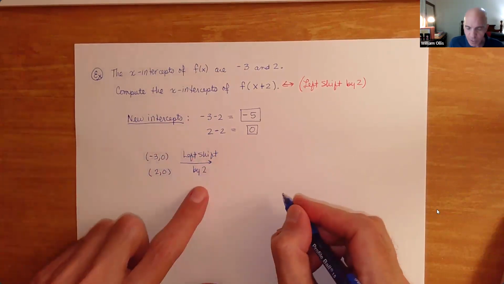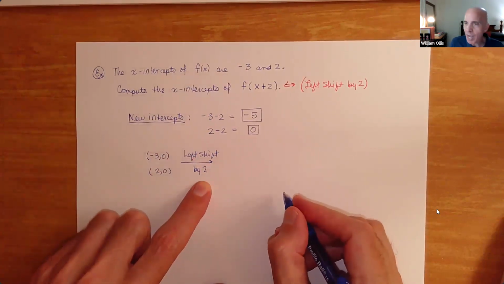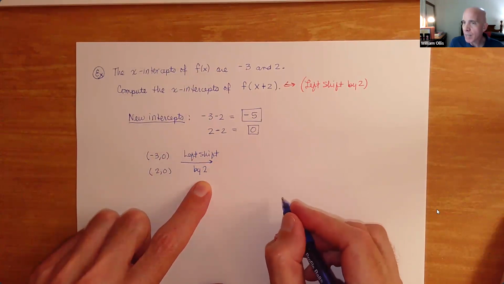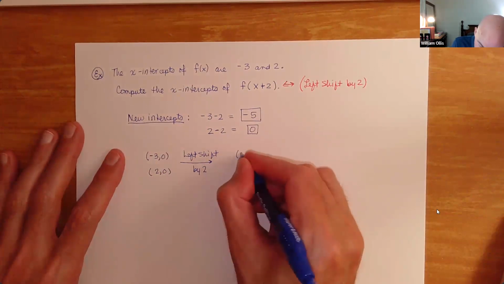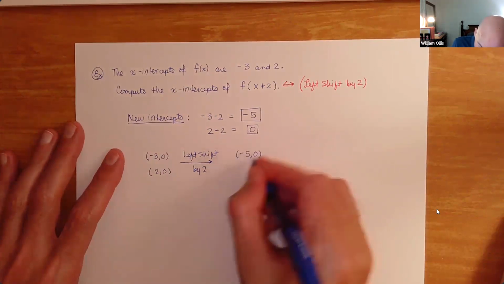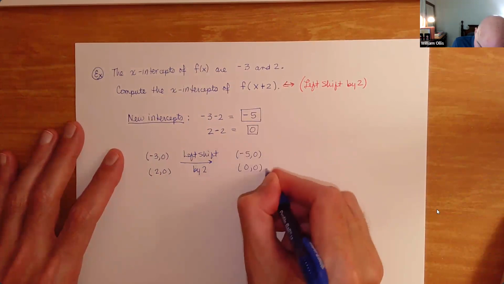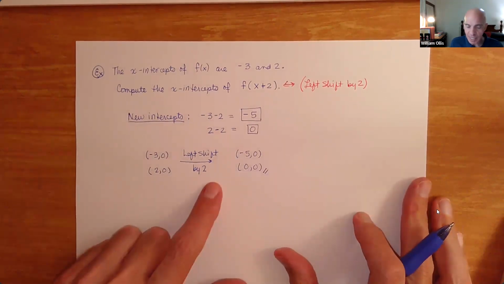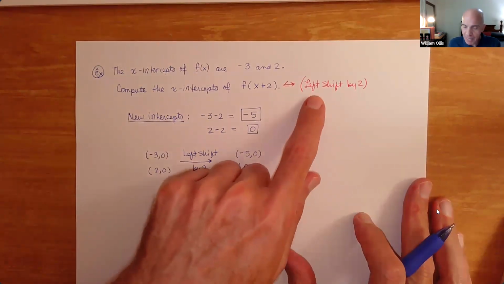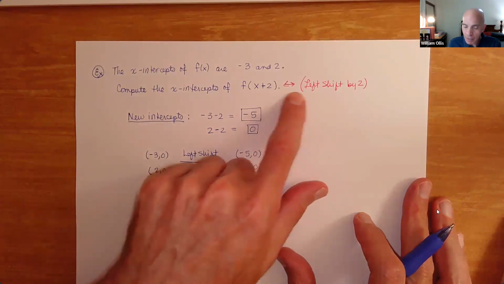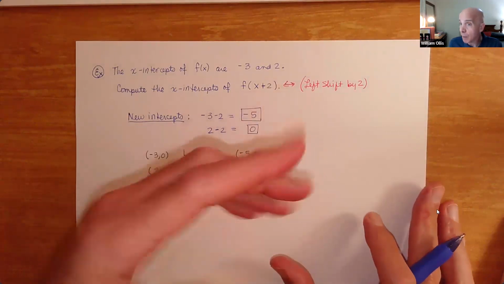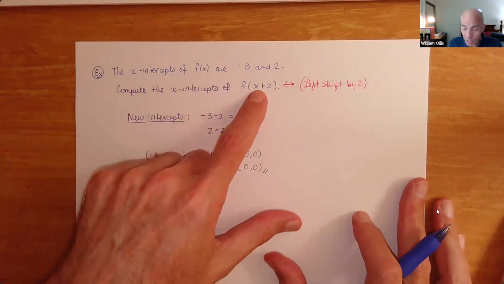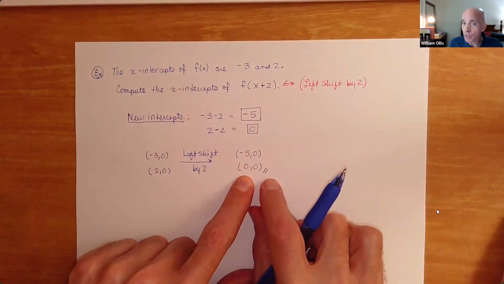My techniques for this are very easy because you described the transformation in a very simple way. So we subtract 2 because we're doing a left shift. So we get -5, 0 and 0, 0. You can get it using the technique from the last problem, or just make this convenient assessment, thinking about the geometry of the actual transformation, and then you get this very easily.